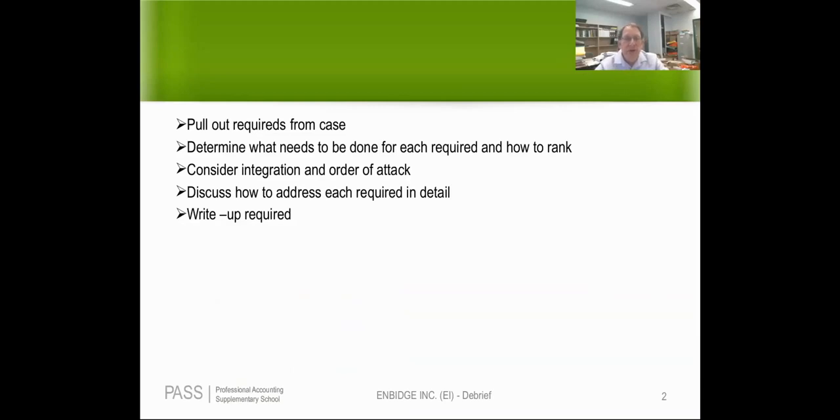Other times, we pull out the required from the case, we figure out what needs to be done, integration, order of attack, and then we look at each individual required. So this allows me to get into more depth in each required, because going through what we did yesterday, when I go through the whole plan, paragraph by paragraph, it takes a lot of time. So we just mix it up. Truthfully, it's not a question of right or wrong. Sometimes we go paragraph by paragraph, and other times we do the required, just to really have some variety. That's all. Please stop me, everybody, if you have questions as I'm going through this.